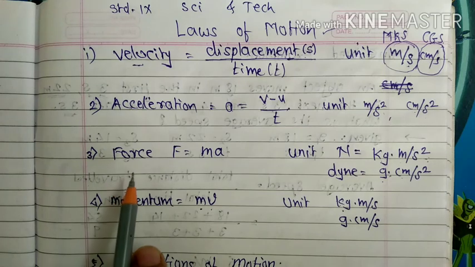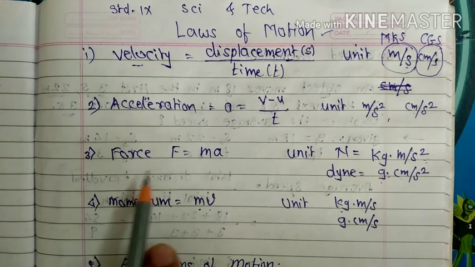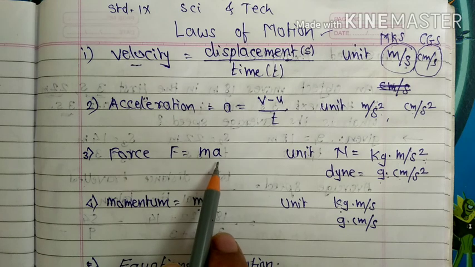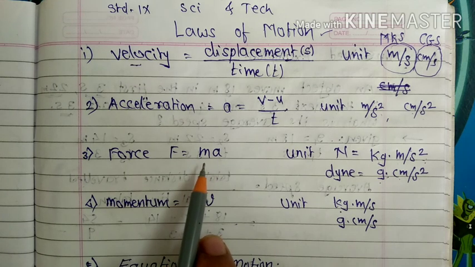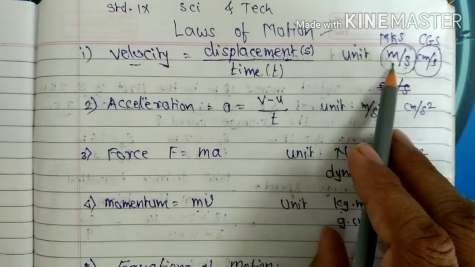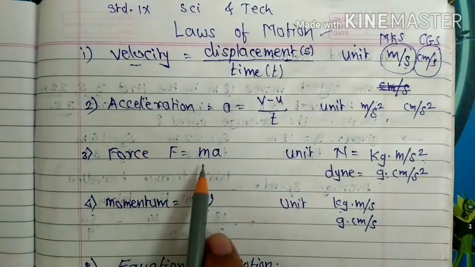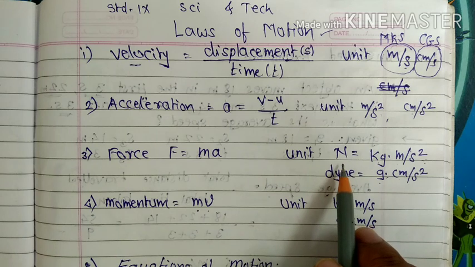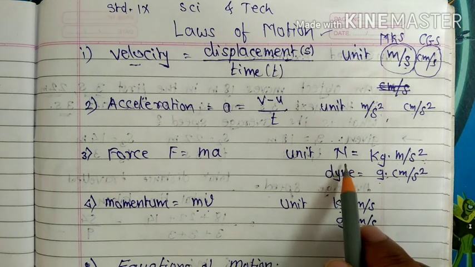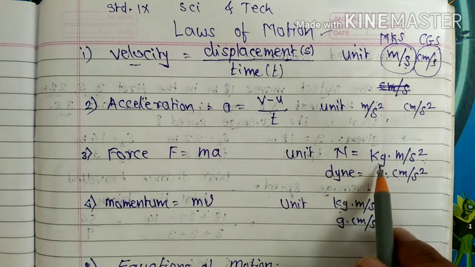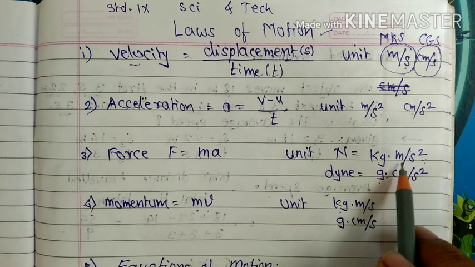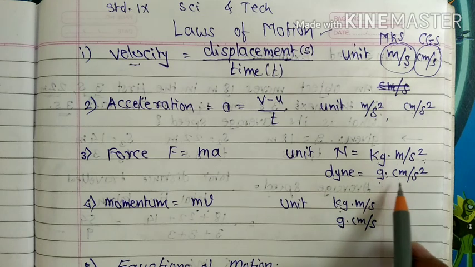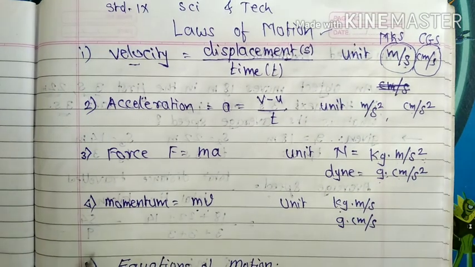Okay, now see the force. Now what do you mean by the force? Force is equal to ma. M stands for mass, a stands for acceleration. This m is not meter, this m is mass. So the unit of force is Newton or Dyne. Now what do you mean by the Newton? Newton is equal to kilogram meter per second square, and Dyne is gram centimeter per second square.